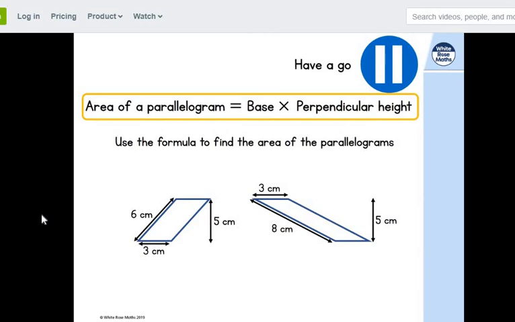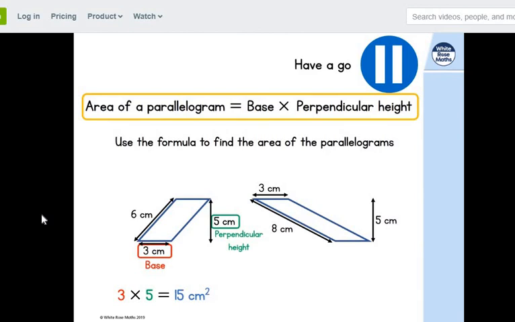Now, in this case, the 6 centimetre line is not the base, because neither of the two lengths that we've been given are perpendicular to it. So in this case, 3 centimetres is the base, and 5 centimetres is the perpendicular height. It's at a right angle to the base, and it goes from the top of the parallelogram to the bottom. So our calculation is 3 times 5, which is 15 centimetres squared.